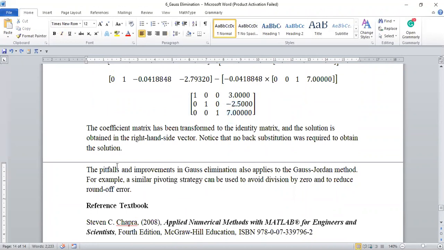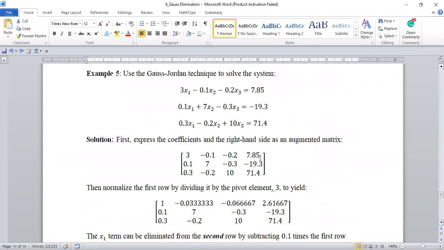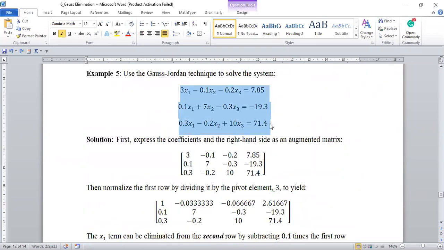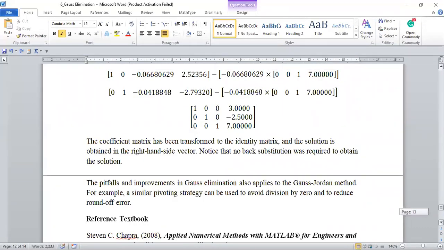So you should note that the pitfalls or the downsides of the Gauss elimination method are the same with the Gauss-Jordan method also. So if you are given a question and you are asked to use the Gauss-Jordan method, first, don't just start calculating immediately. You first of all look at it and see the adjustments or the rearrangements you have to make before eventually using the Gauss-Jordan or the Gauss elimination method.